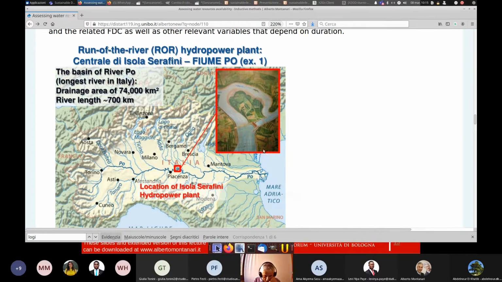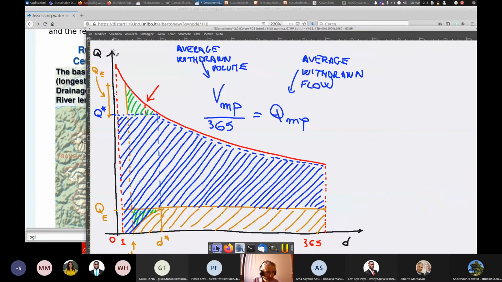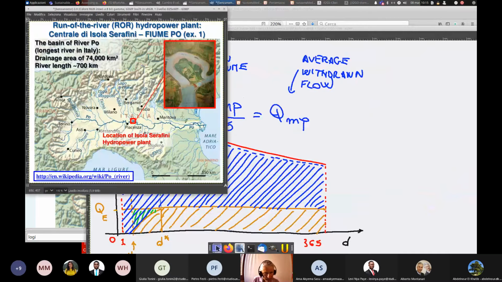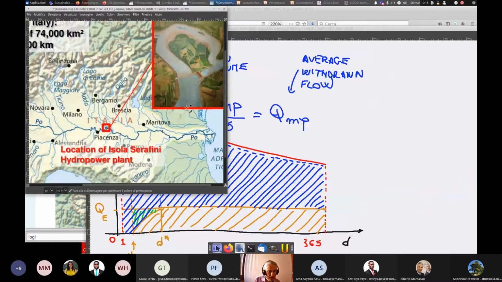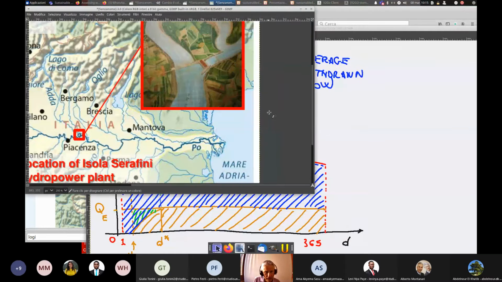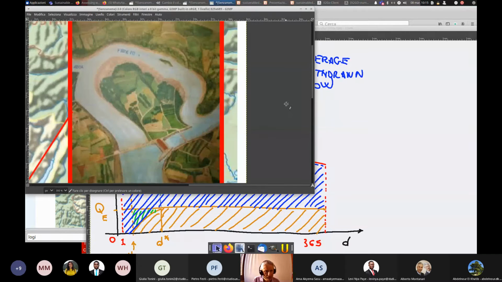Let me see if I can copy the image and put it here. Just 1 second. And here it is, okay. And 1 second, I expand it because in this way I can write here on the figure. Okay, so this is the Po River.